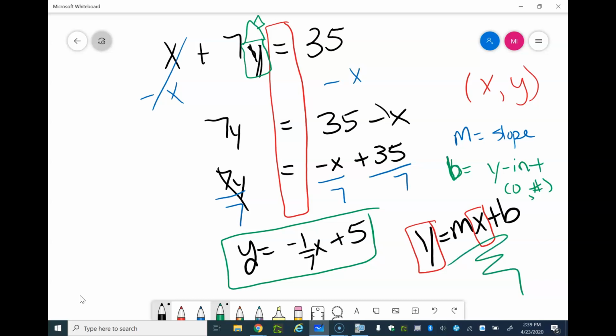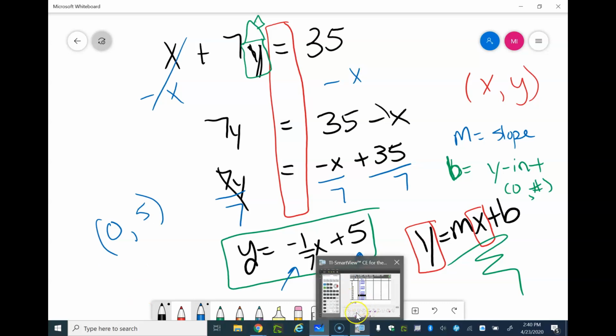You'll see this a little bit later on, but again, just to look at this section here, the m, or the slope, is going to be negative 1 over 7, and then the y-intercept is going to be 0, 5. If this was a subtraction sign, then you actually make it a negative 5 over here.